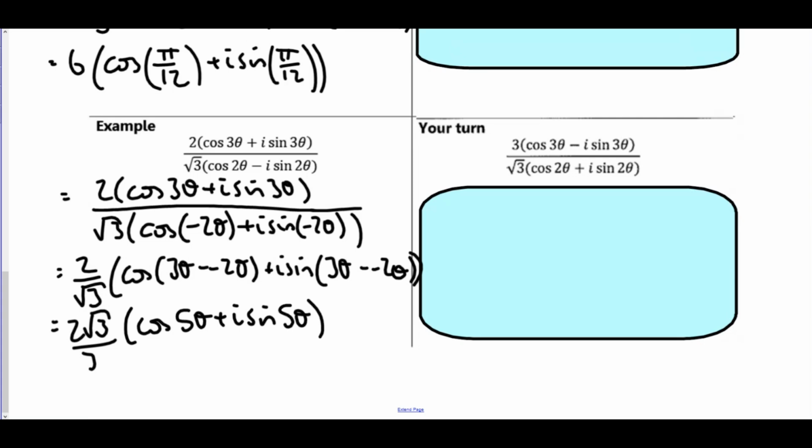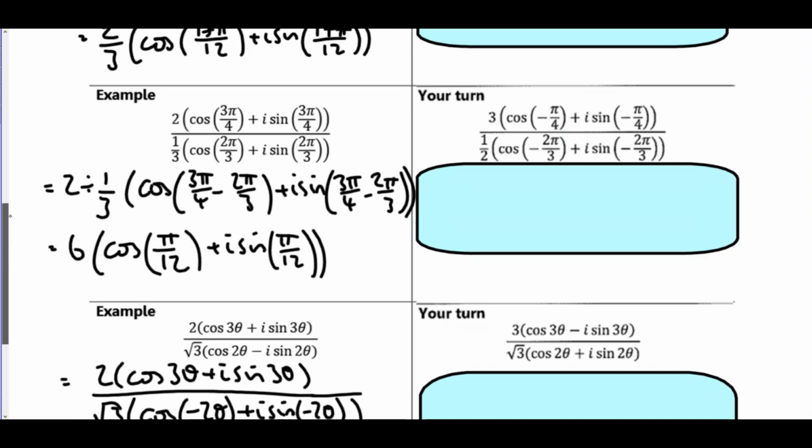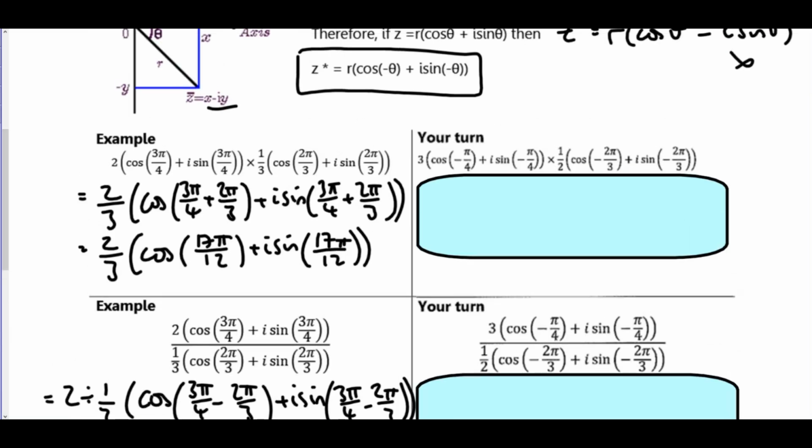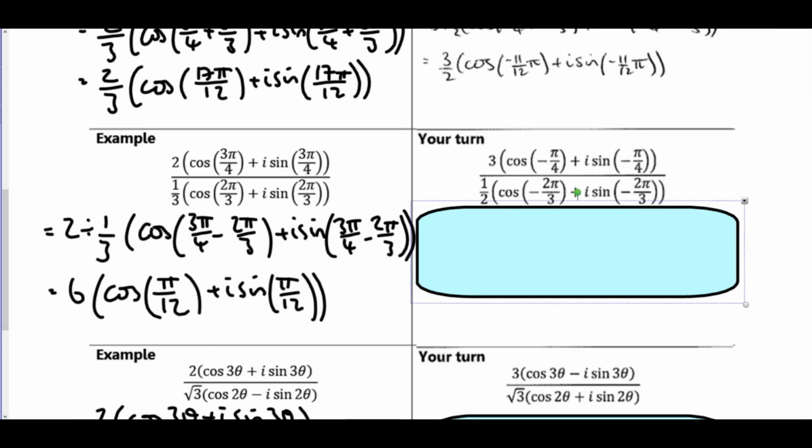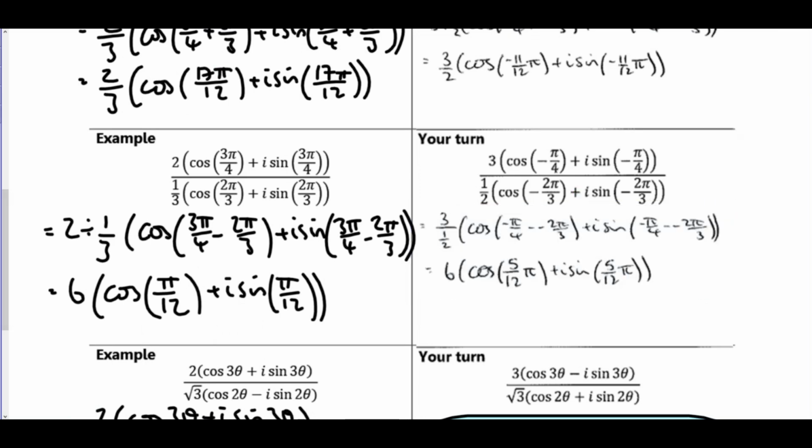Pause the video now and have a go at those three, and I'll reveal the answer. So for the first one, here's what you should have got. So 3 over 2 on the outside, minus 11 over 12 pi on the inside. For the second one, we're dividing their moduli, getting 6, and subtracting their arguments, getting 5 pi over 12.